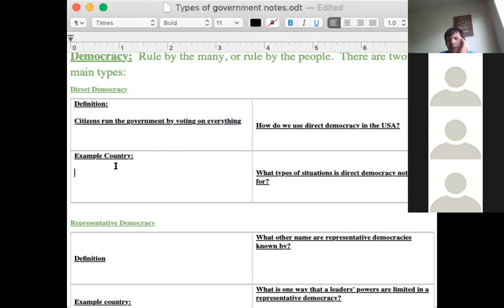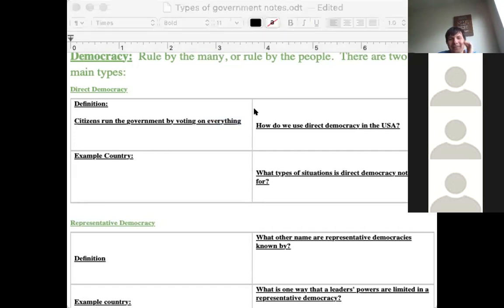How are you guys finding the example countries? Shannon's looking it up. Shannon's looking it up. All right. Shannon, can you give us an example? So basically the modern Western style democracies, which is the United Kingdom. Well, understand, there's no pure direct democracy in the world, but there are countries that do some direct democracy. France does some of it. United States does some of it. Switzerland is a good example.